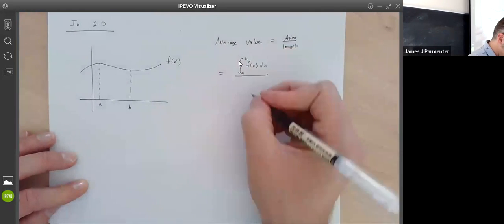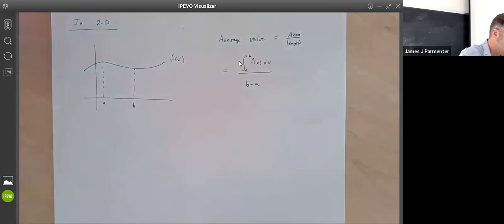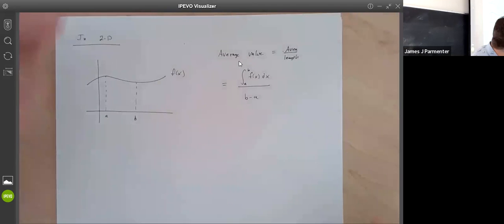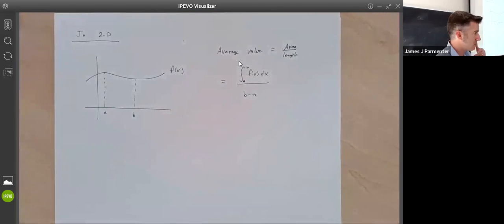And the length is just B minus A. Once upon a time, a student of mine explained it to me this way. I think it made a lot of sense. And some of you already heard this because you saw me earlier today.